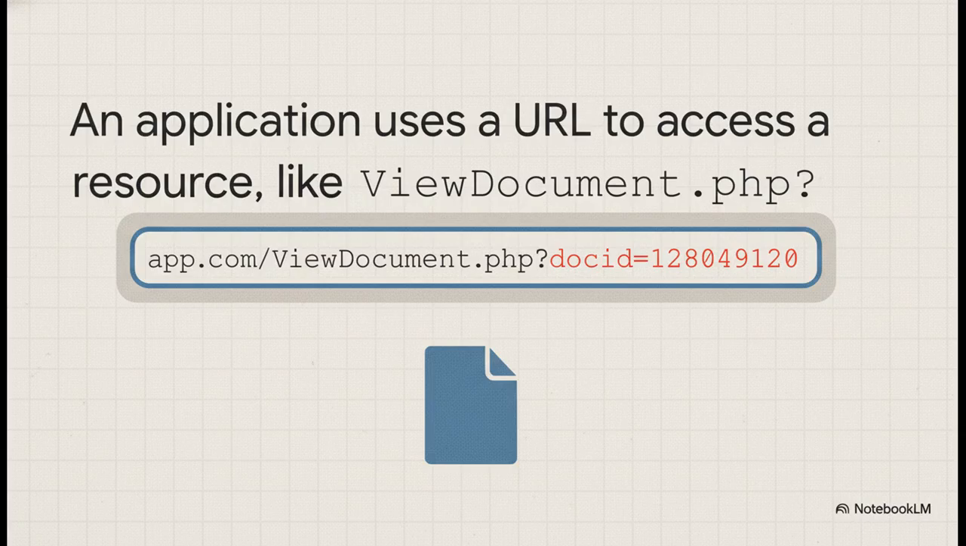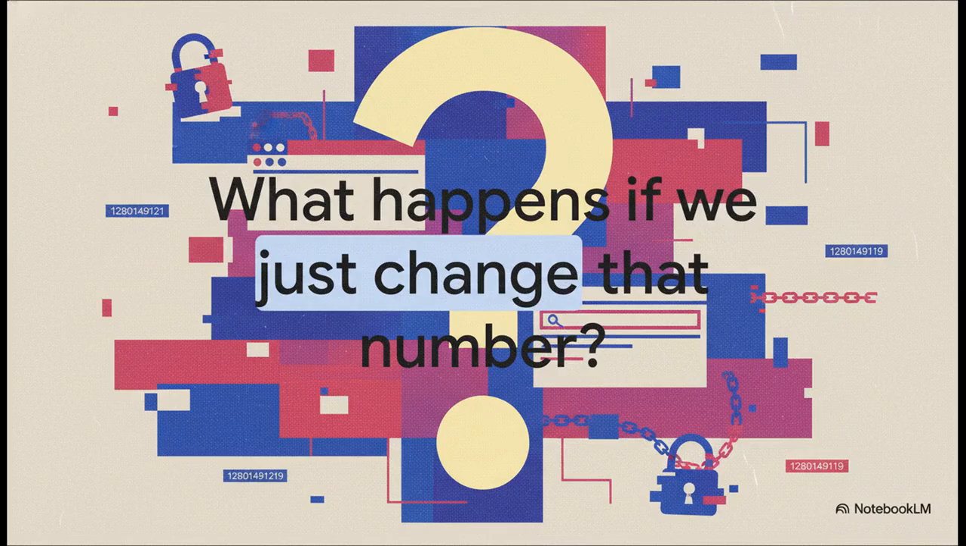You've probably seen URLs that look a lot like this, right? The application is accessing some kind of resource, in this case, a document, using an ID number right there in the URL. Now, the app is probably designed to only show you links to documents you actually own. But the real question is, what happens if someone just types a URL like this directly into their browser? Now, if you're thinking like an attacker, your spidey senses should be tingling right now. The immediate question becomes, what happens if I just change that number?